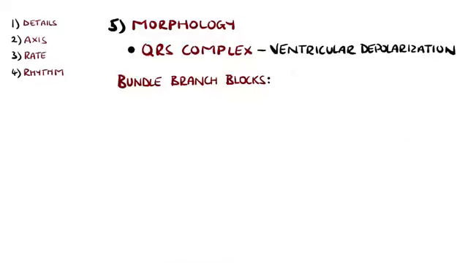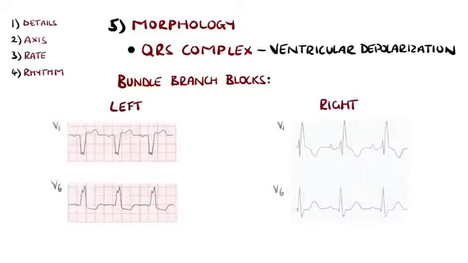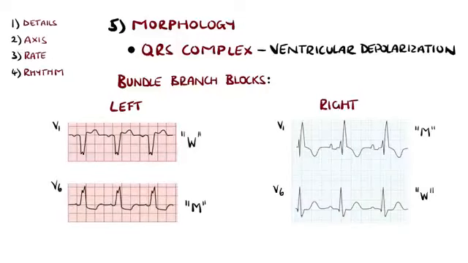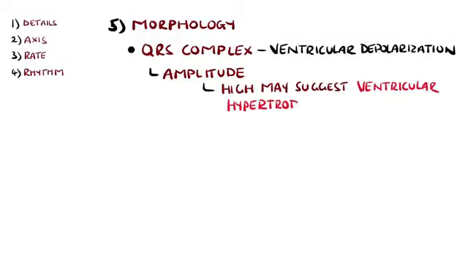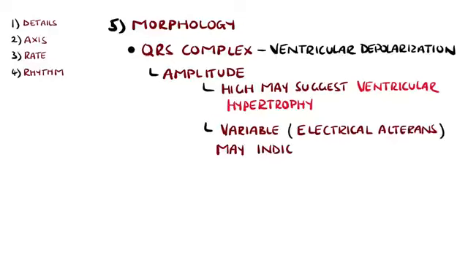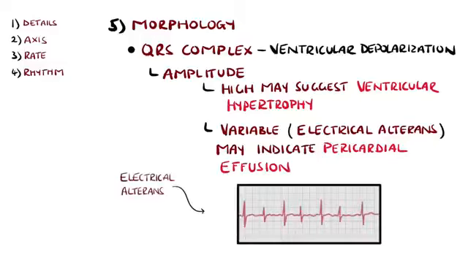Here is a comparison of left and right bundle branch blocks, and an easy way to remember the morphology of each is the mnemonic William Marrow. The voltage of the QRS complexes can also indicate pathology. Classically, large amplitudes in the precordial leads may point to left ventricular hypertrophy, while alternating amplitudes could indicate pericardial effusion.